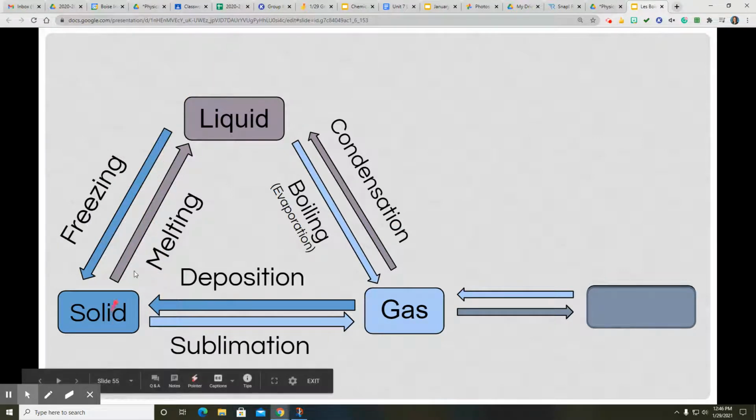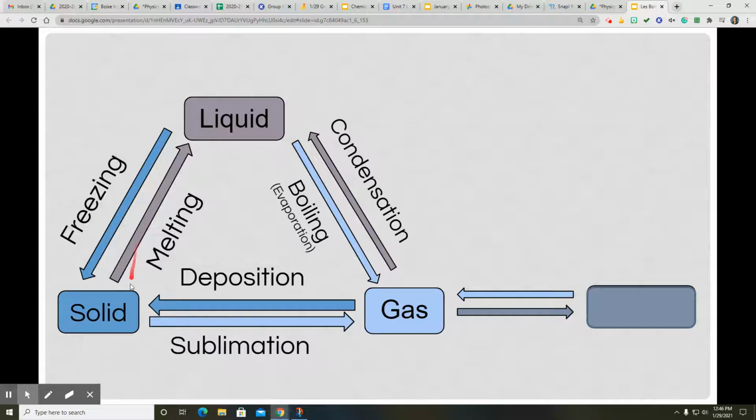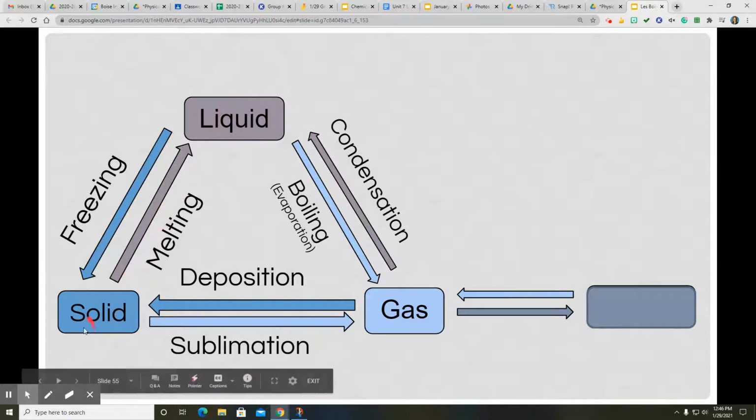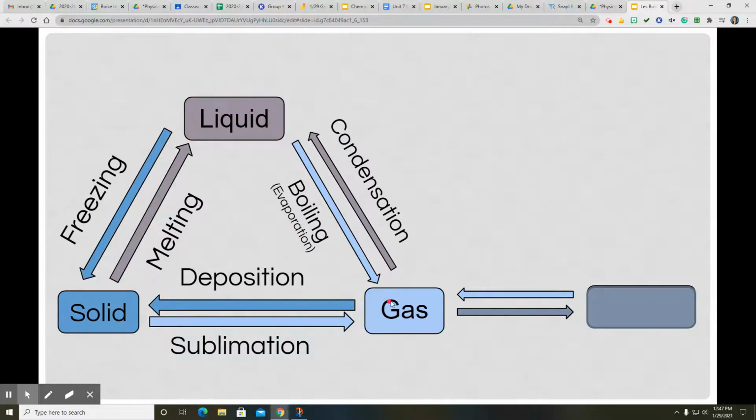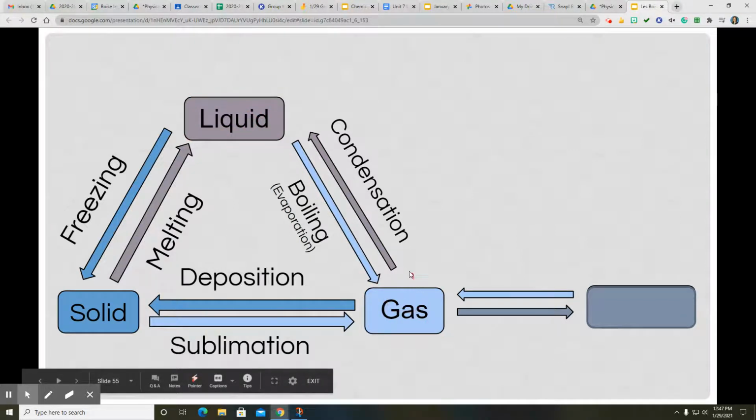So anytime you're going from a solid to a liquid, you're going to increase the energy. Anytime you're going from a liquid to a solid, you would decrease the energy. When I say decrease and increase the energy, I mean of those particles. So here, a solid has moving particles in it, but they're not moving very much. They're kind of just shaking in place. A liquid has particles that have a little bit more energy, and then a gas has particles that have the highest amount of energy.